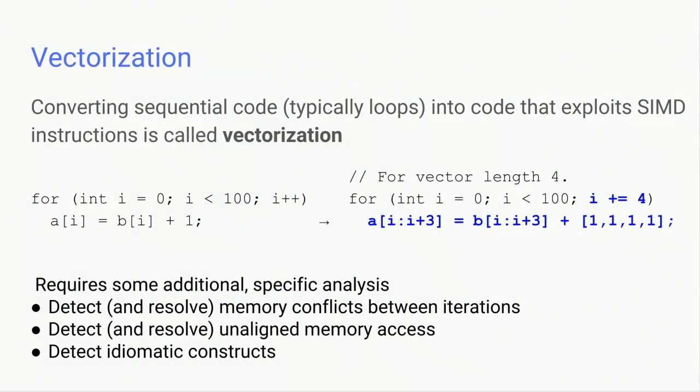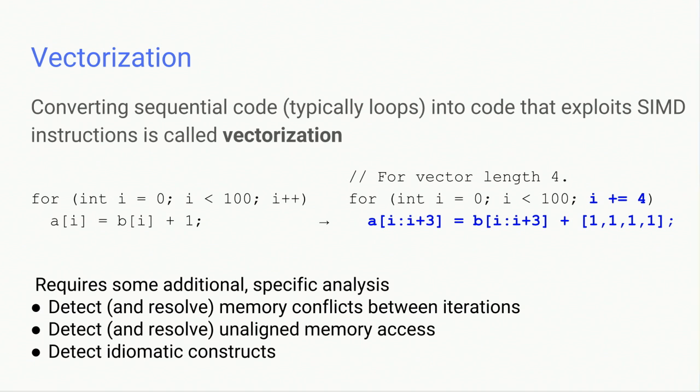So converting sequential code, and we typically focus on loops, but it doesn't have to be restricted to that, into code that exploits the SIMD instructions, that process is called vectorization. It's illustrated here, where on the left you see a loop that iterates sequentially, and on the right you see the vector loop that actually goes by 4.